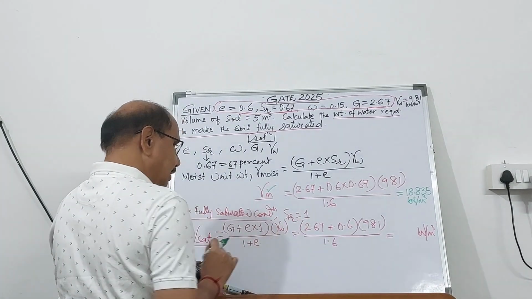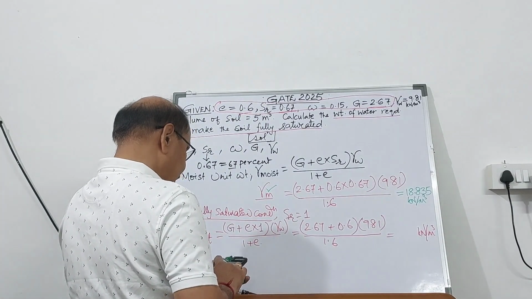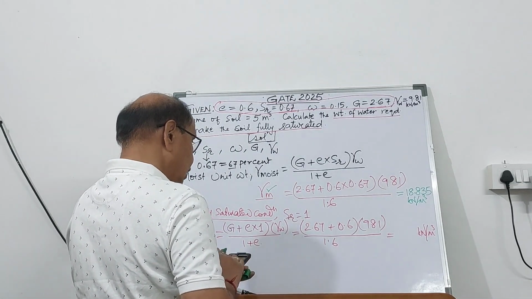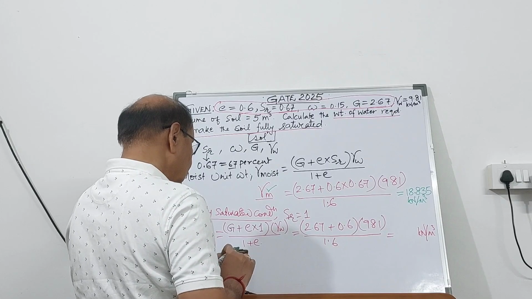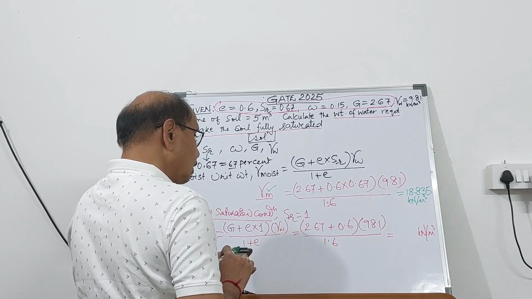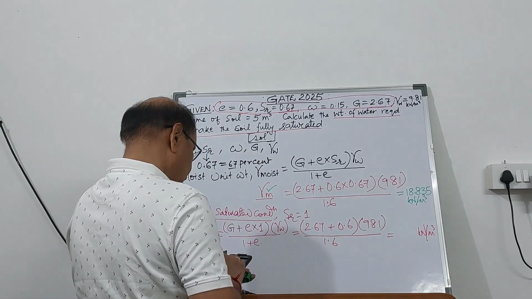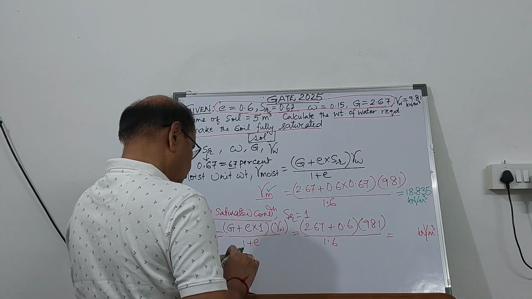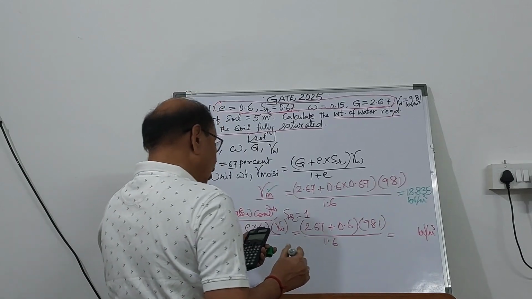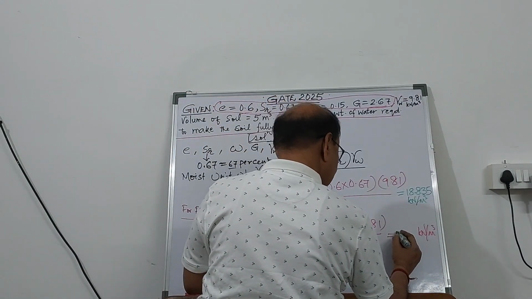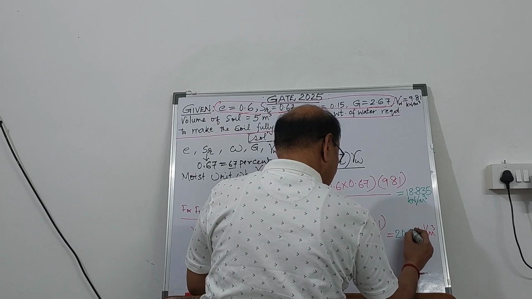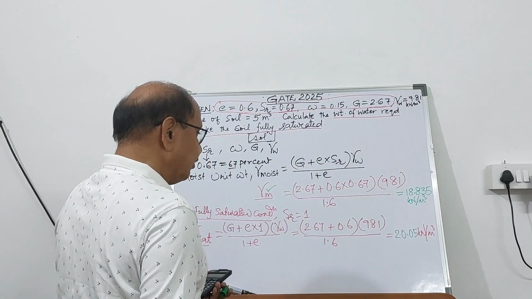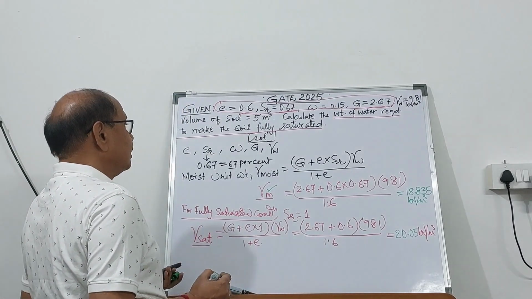And if you calculate this, let us calculate this: 2.67 plus 0.6 into 9.81 divided by 1.6. This is 20.049, so you can say 20.05 kilonewton per cubic meter.